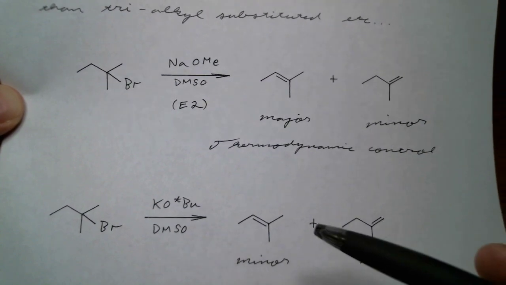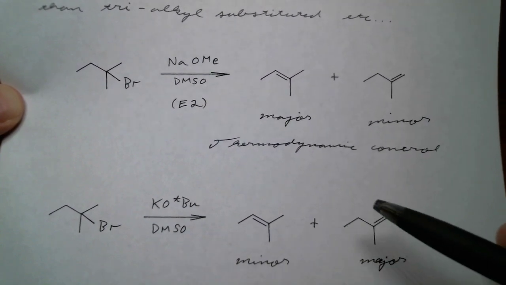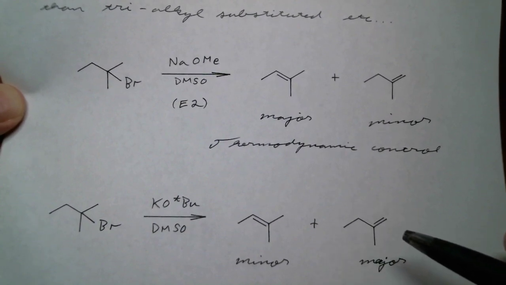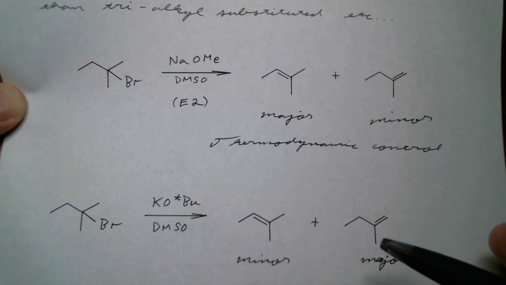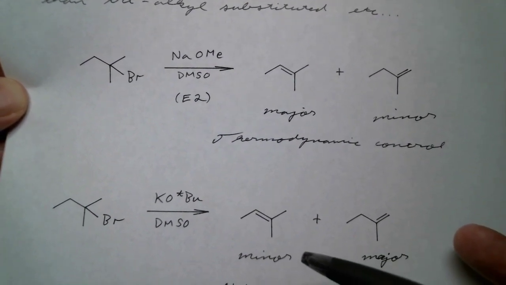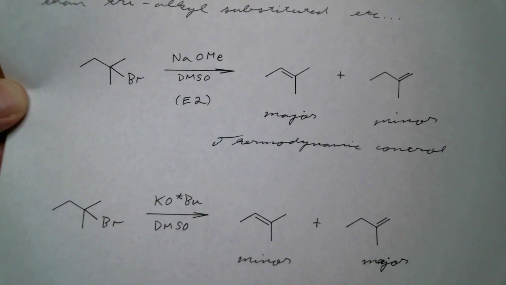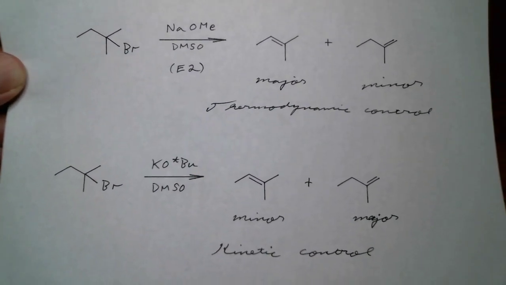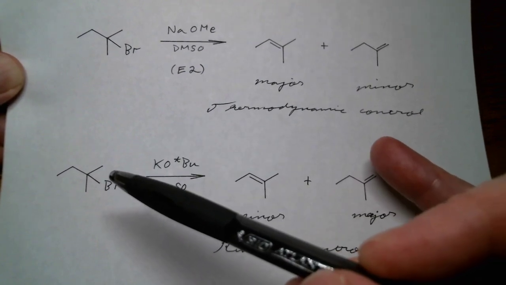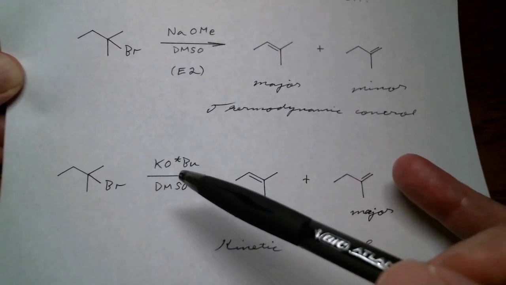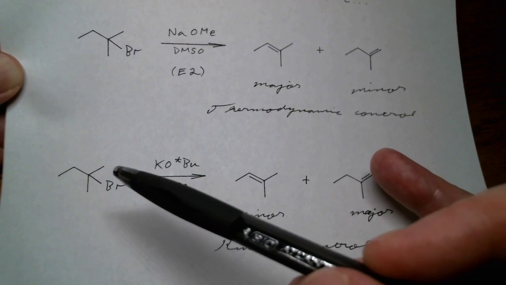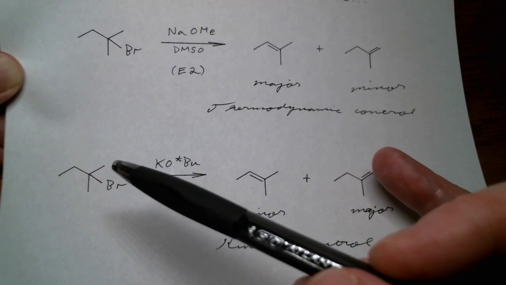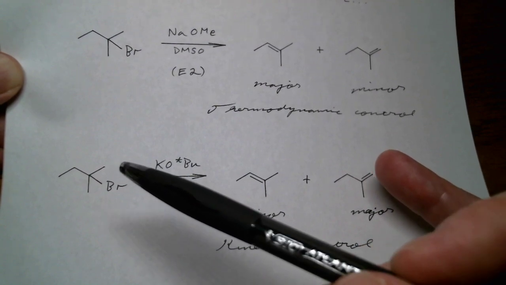And so, yes, our major product is the less stable alkene. It's the dialkyl substituted alkene, versus a minor product where we have the more stable trialkyl substituted alkene. So we say that this reaction is under kinetic control. The lowest activation energy pathway for that tert-butoxide will be to pull a proton off of one of those primary methyl beta carbons.